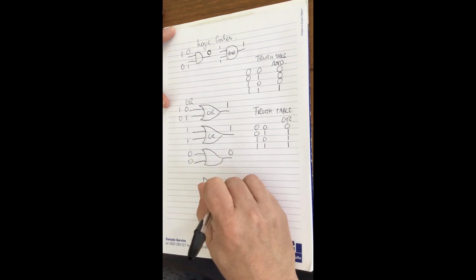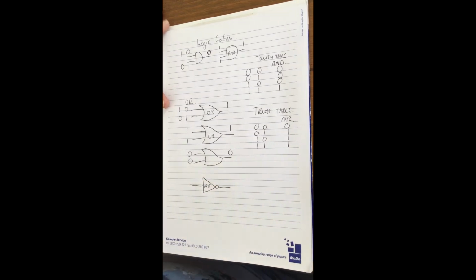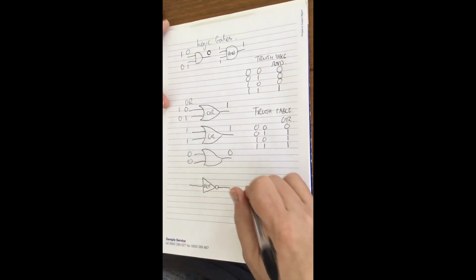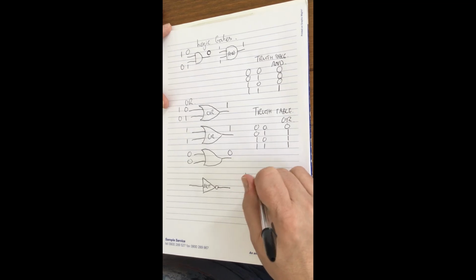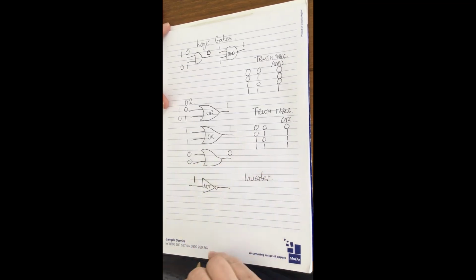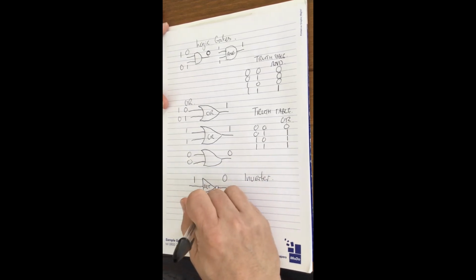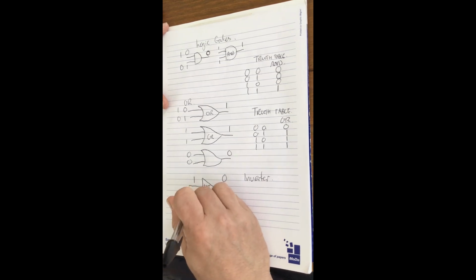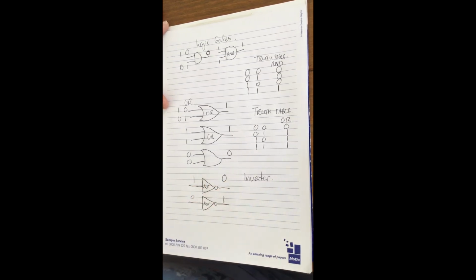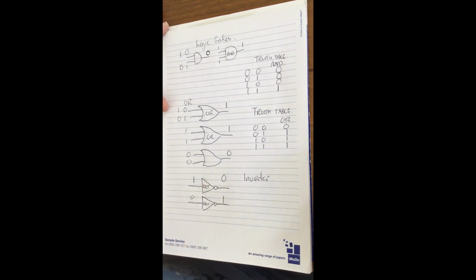Final gate that you might look at is a NOT gate. So NOT is sometimes called an inverter. So if this input is a 1, the output is a 0. But if this input is a 0, the output is a 1. So it just reverses the input. And you can see there's only one input to a NOT gate.